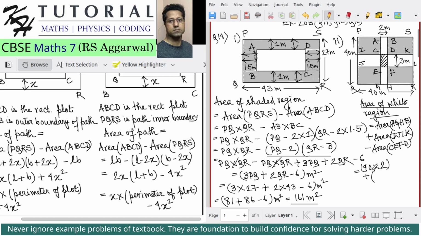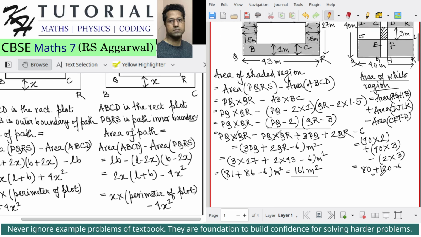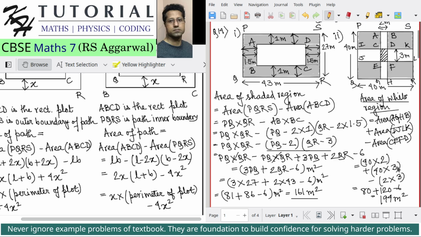Its area will be 40 multiplied by its width, which is 3, and minus we have to subtract the area of the common part, which is nothing but 2 into 3, the product of the widths of the two rectangles which are crossing at right angles. So this is equal to 80 plus 120 minus 6, which is equal to 200 minus 6, that is 194 meter square. So this is the area of the white region. Remember that this is the area of the white region.